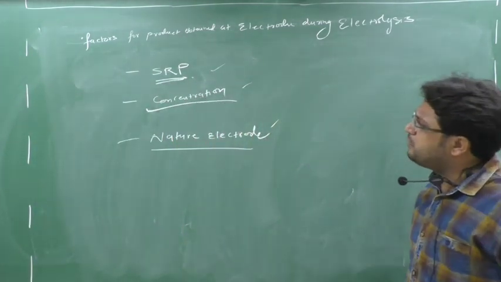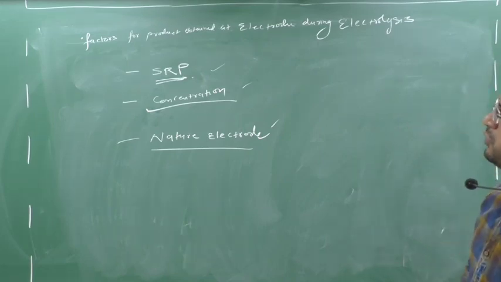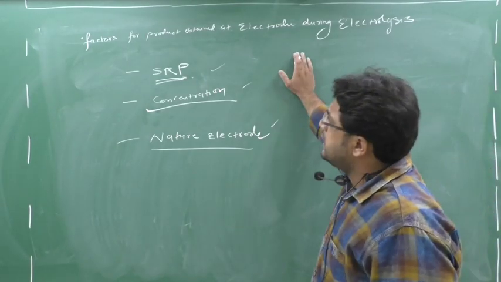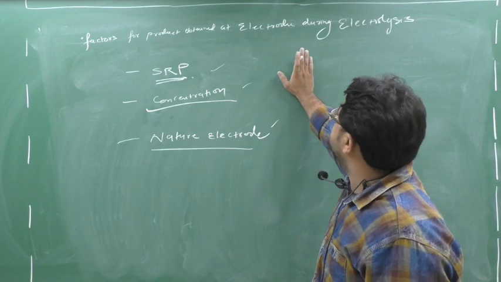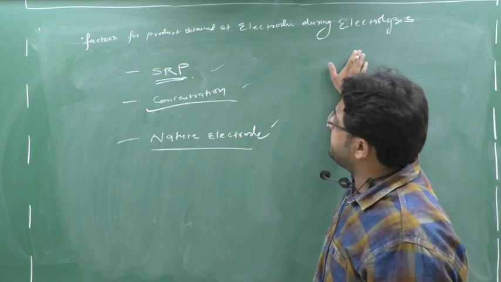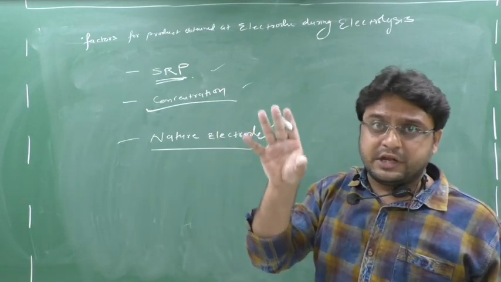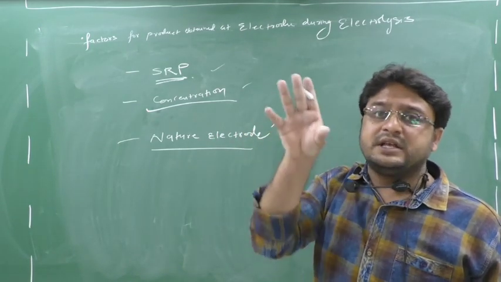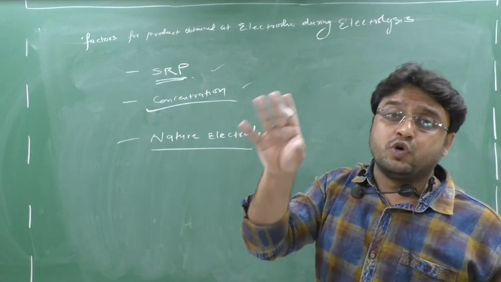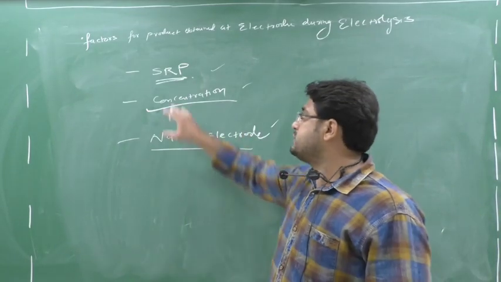Certain things are given in the book which are too much; need not worry about them, just remember these three things. On what factors does the product obtained at the electrode during electrolysis depend? The main thing is SRP. You have to see whose SRP is more or less at anode or cathode. Anode means less SRP will come. Cathode means more SRP will come. So this depends upon SRP.